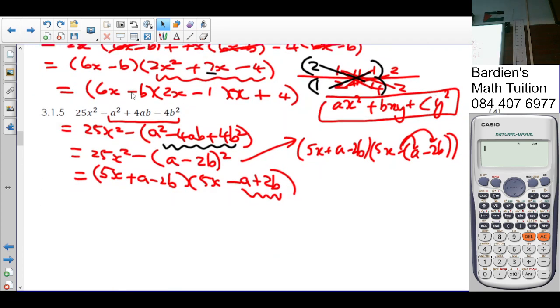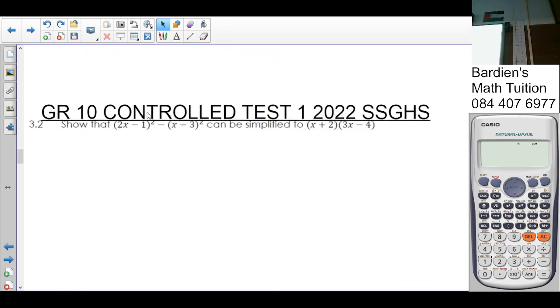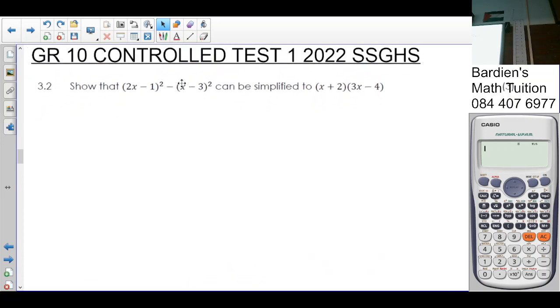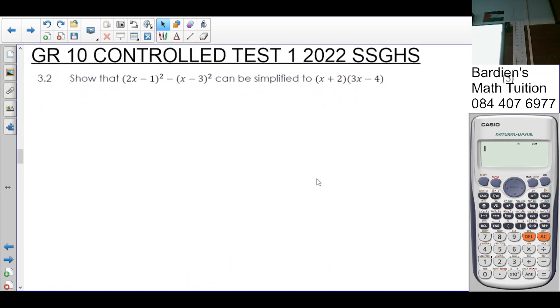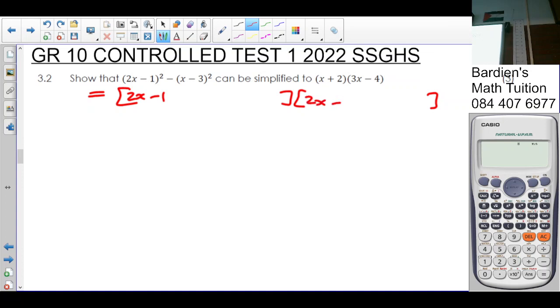3.2. Question 3.2. We are asked to show that 2x minus 1 whole squared minus x minus 3 whole squared can be simplified. The quickest way, or the shortest way, would have been to take the difference of two squares. So what's the square root of 2x minus 1 squared? 2x minus 1. One plus the other, minus. What's the square root of x minus 3 all squared? X minus 3. And there goes x minus 3 in the bracket. You people see the difference of two squares there?